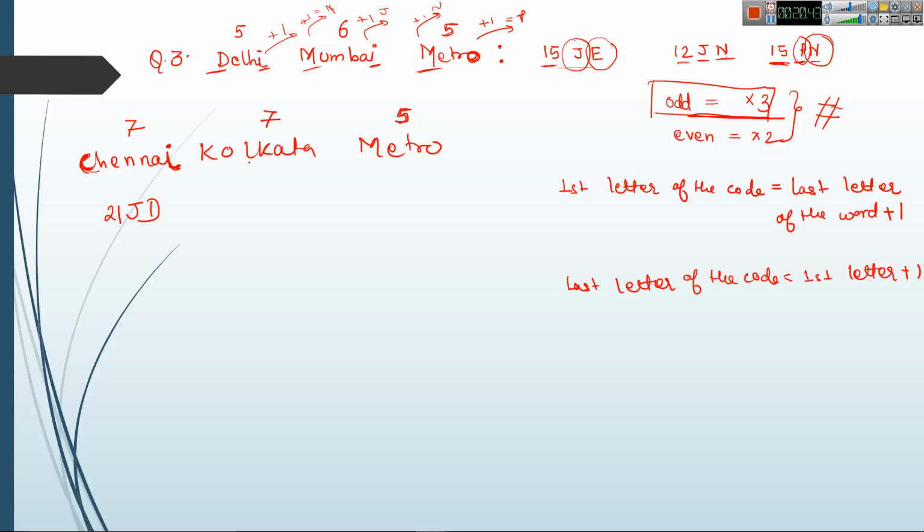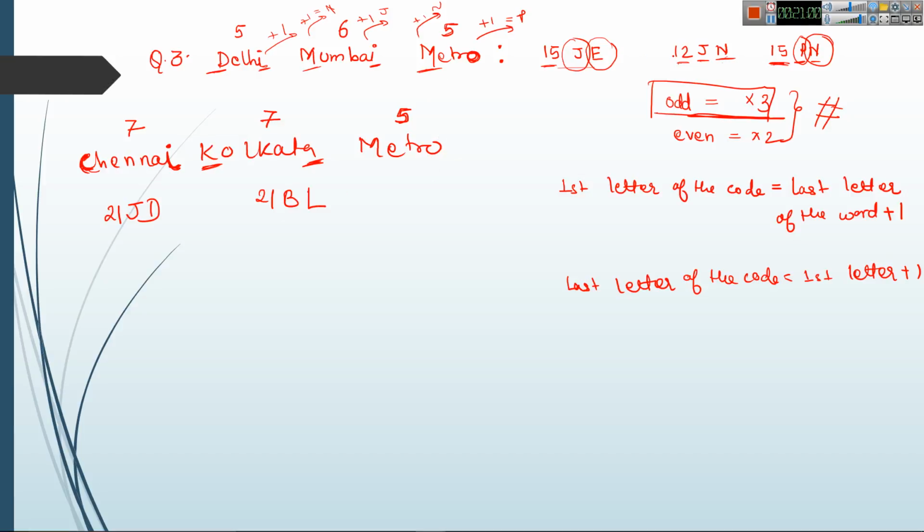Code for Kolkata. Kolkata has 7 letters, so 7 into 3 we have 21. Then the last letter of Kolkata is A. A plus 1 will be B. And the first letter of Kolkata is K. K plus 1 will be L.